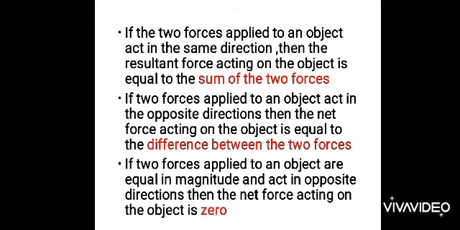So, if two forces applied to an object act in the same direction, then the resultant force acting on the object is equal to the sum of the two forces. If two forces are applied to an object in opposite directions, then the net force acting on the object is equal to the difference between the two forces. If two forces applied on an object are equal in magnitude and act in opposite directions, then the net force acting on the object is 0.